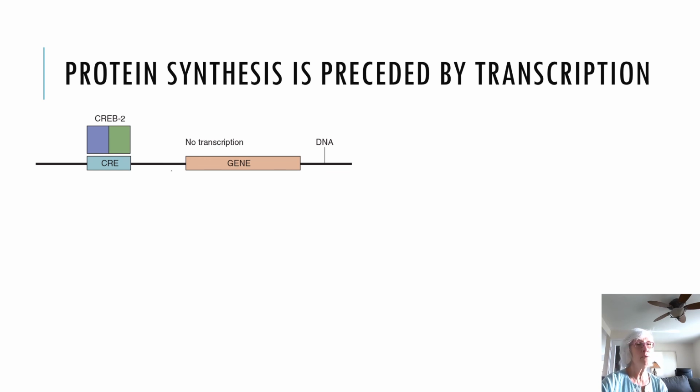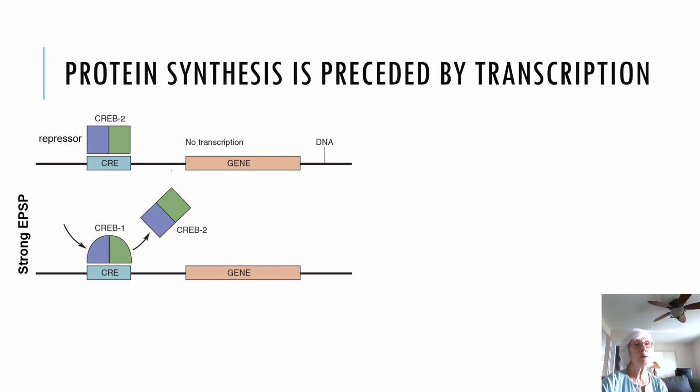In fact, we have two different forms of the CREB protein. The one that's shown in this image is CREB2, and CREB2 is what we're going to call a repressor of transcription. In the presence of CREB2, this gene shown in this little cartoon is not going to be transcribed. However, when we have a strong EPSP, we can displace that CREB2 from the DNA, and we can replace it with CREB1. CREB1 is known as an activator of transcription.